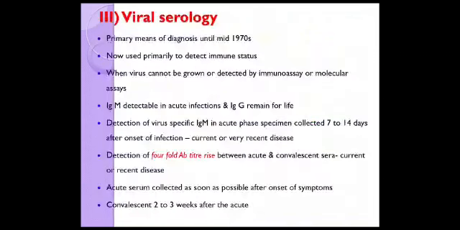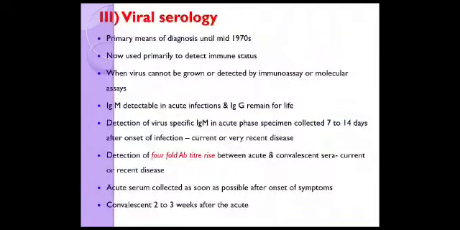Viral serology was the primary means of diagnosis until the 1970s. Yes, it was used for detection of immune status, and now these serological tests still play an important role in detecting the immune status. Another indication is when the virus cannot be grown or detected by immunoassay or molecular assays, and usually we are detecting the IgM and IgG antibodies. IgM is always detectable in acute infections, and somewhere between 7 to 14 days the sample has to be collected for you to detect the presence of specific IgM antibodies.